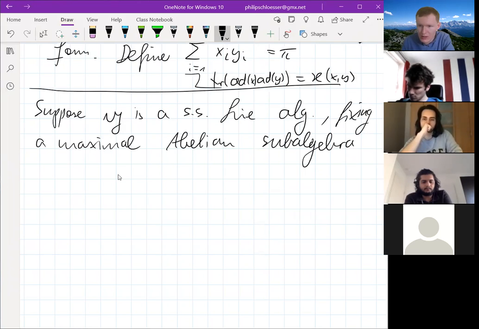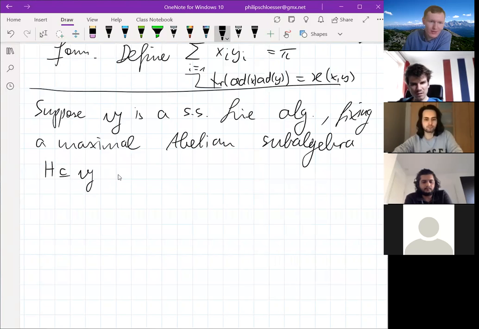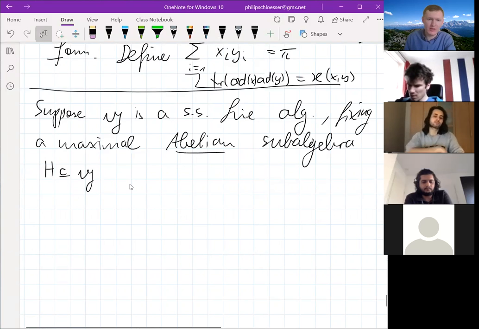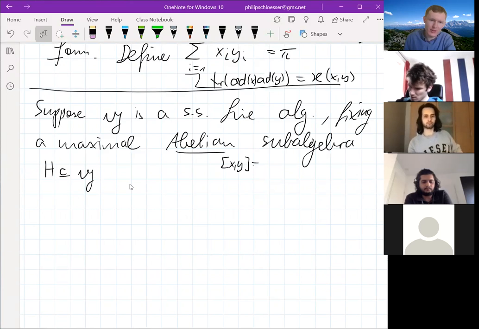Oh God. Yeah, I think I'll stop using Fraktur letters from now on. H, called a Cartan subalgebra. Abelian just means that the Lie bracket of x and y is 0 for x and y in H.